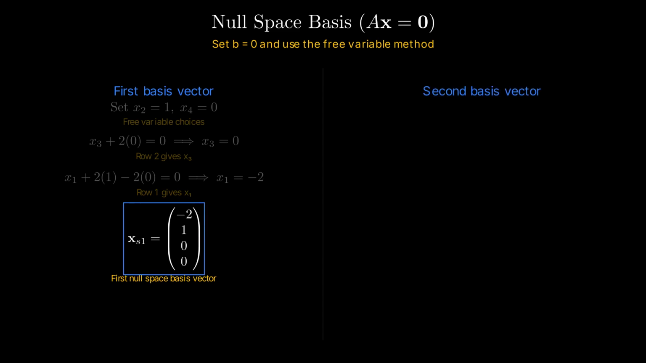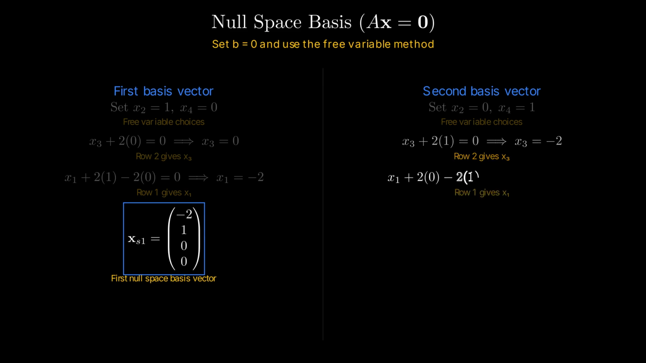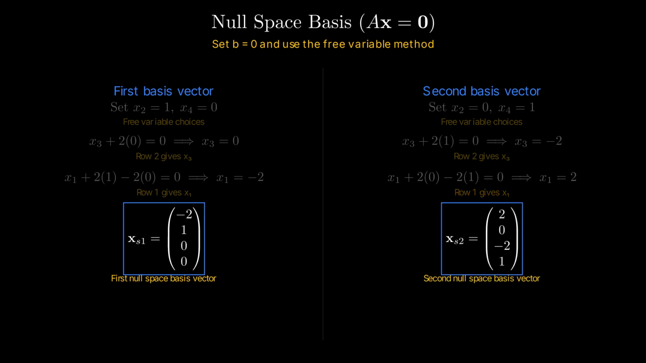For the second null space vector, set x2 equal to 0 and x4 equal to 1. From the second equation, x3 plus 2 times 1 equals 0, so x3 equals negative 2. From the first equation, x1 plus 2 times 0 minus 2 times 1 equals 0, so x1 equals 2. This gives us xs2 equals (2, 0, -2, 1).